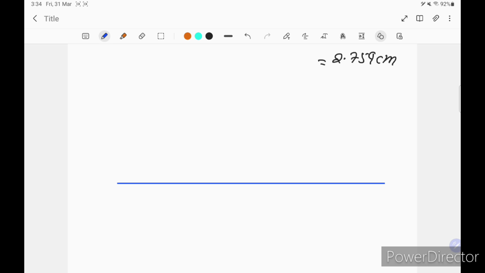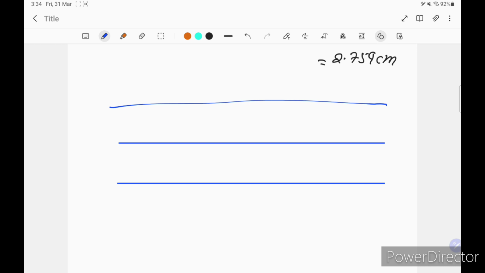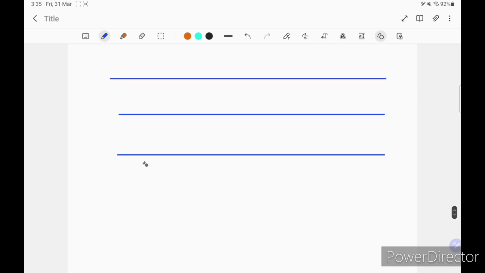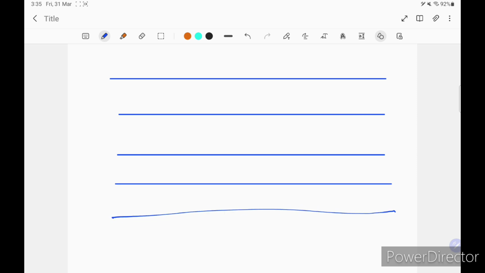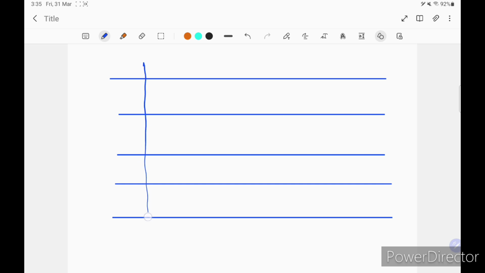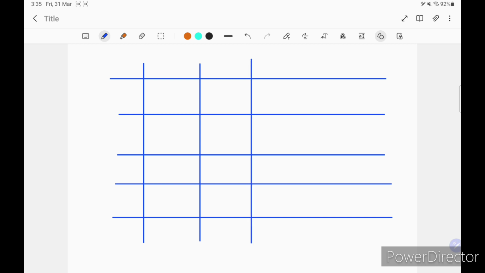This is our equator. So we have 2 degrees north to 2 degrees south: 1 north, 2 south, 1 south, 2 south. Okay, now 2 degrees west, 1 degree west. This is the prime meridian, 0 longitude. 1 degree east, 2 degrees east, 3 degrees east.